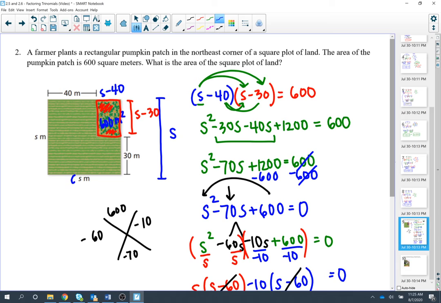If this is 60 meters, well, that would be 40, which means 60 minus 40 is 20. Yeah, that would work. If this is 60 meters, okay, well that's 30, so 60 minus 30 is 30. Yeah, that'll work. So what is the area of the entire square plot of land? Well, it would be 60 by 60, which is 1,200 meters squared. Which, if you did that with mental math, fantastic. But again, at least try to follow this process and see what happens.